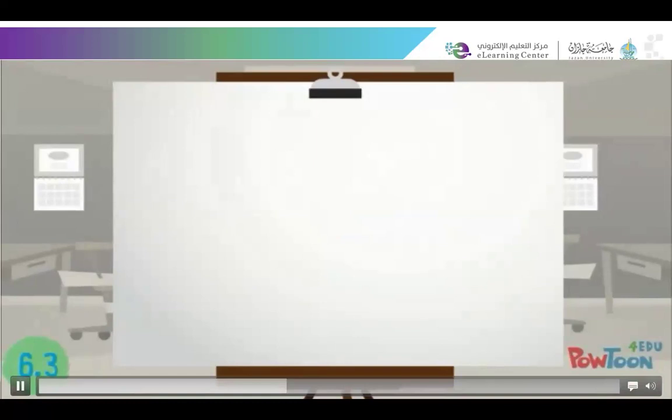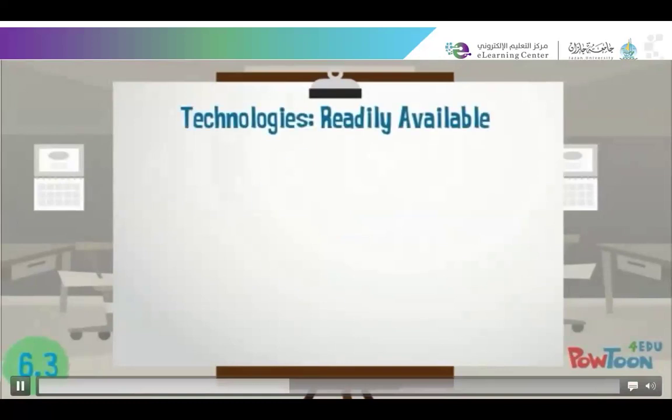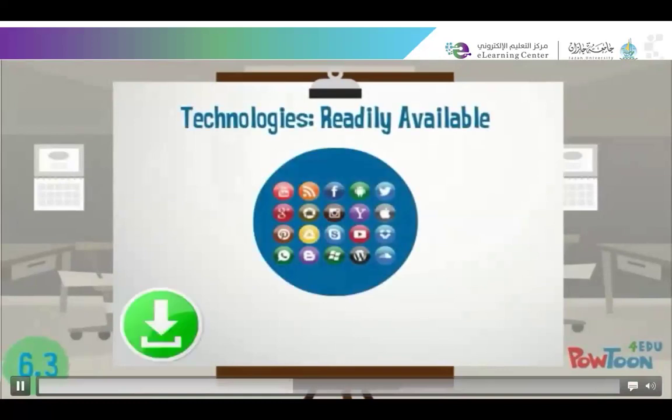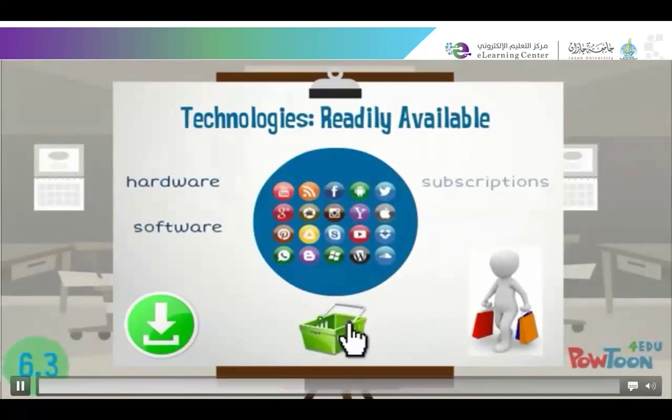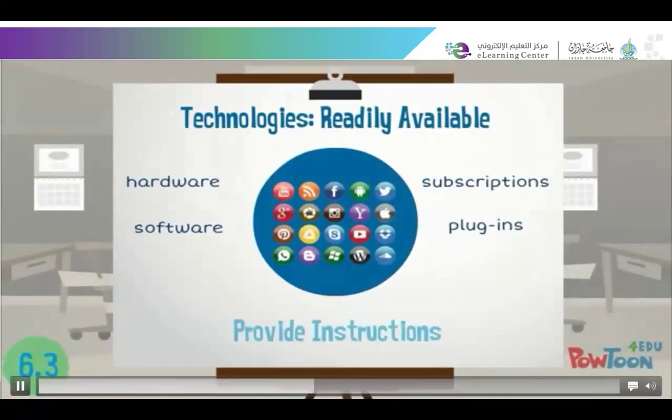6.3 says that technologies required in the course should be readily obtainable through downloading, purchasing in the bookstore, or other means. Technologies cover hardware, software, subscriptions, and plugins. If specific devices are needed for the course, instructions should be provided on how to obtain them.